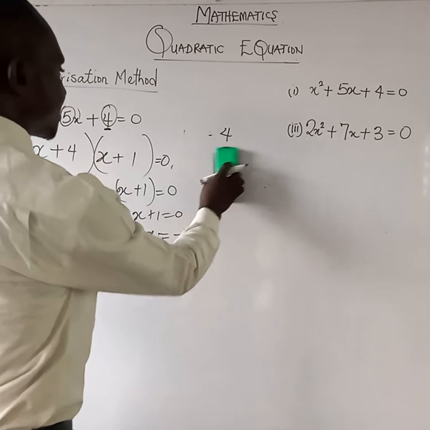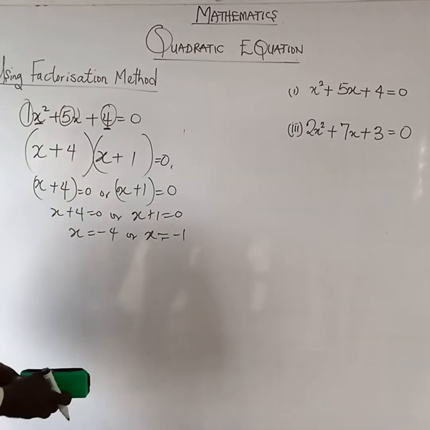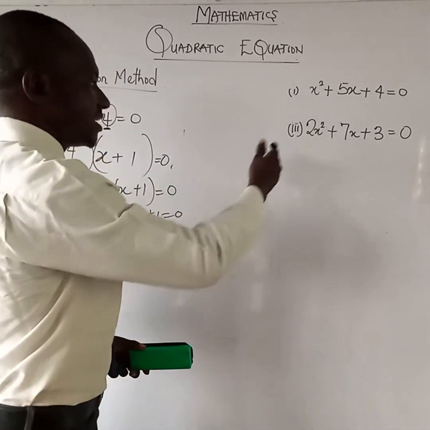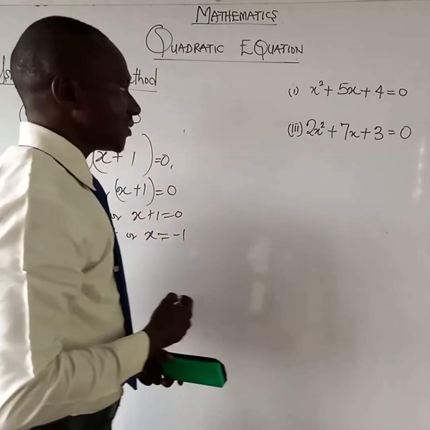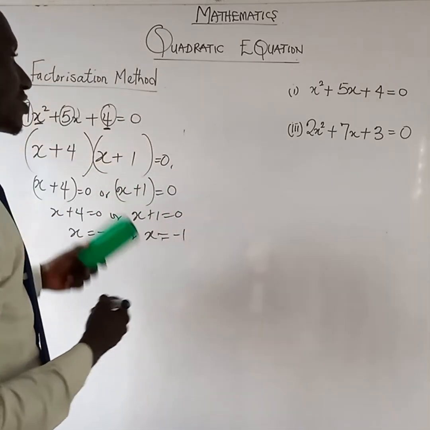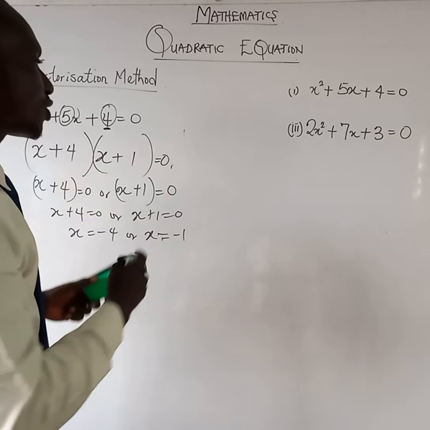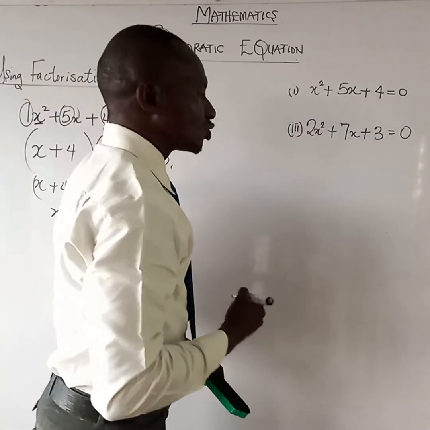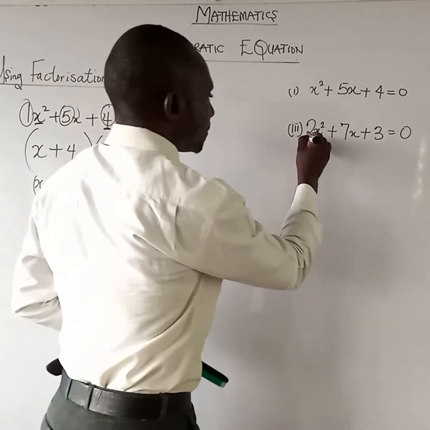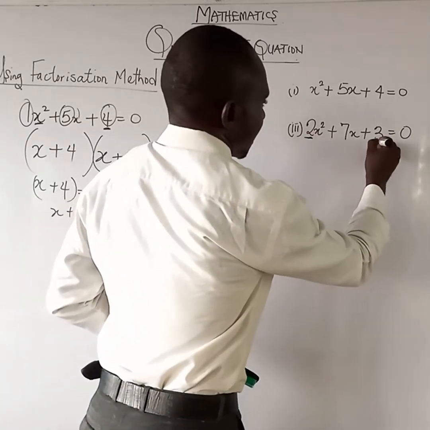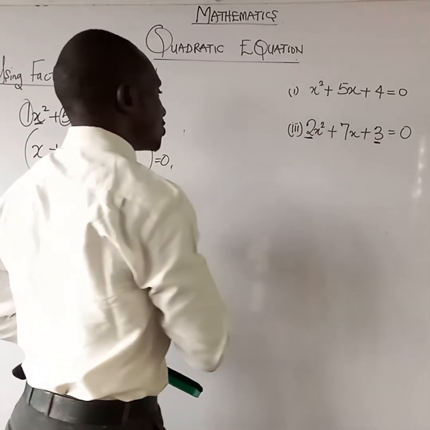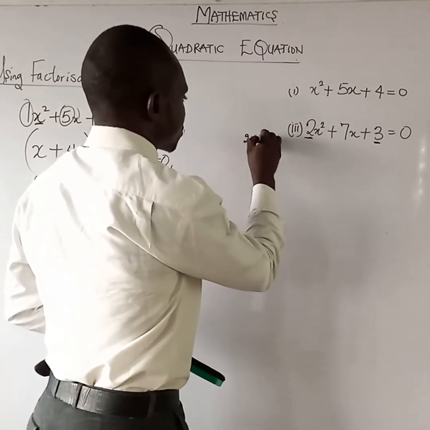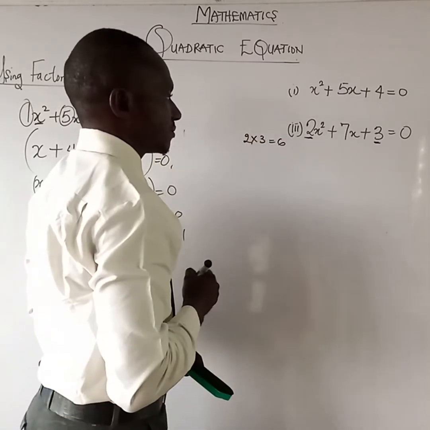So let's go for the second solution. As it's written here, to solve this, I will advise to use another method so that we can get it, because the coefficient of x squared here is more than 1. So what we do is that you multiply the coefficient of x squared and the constant together, as we have done there too, which is 2 times 3 equals 6.